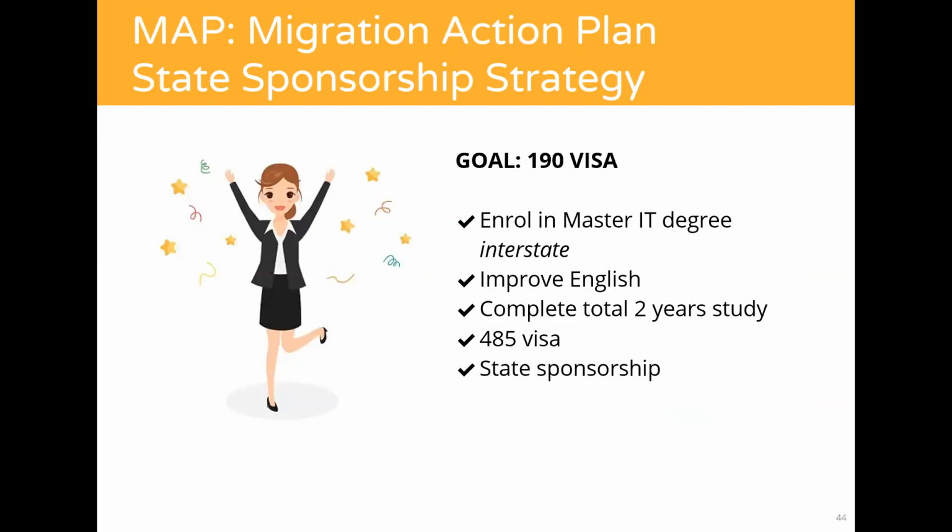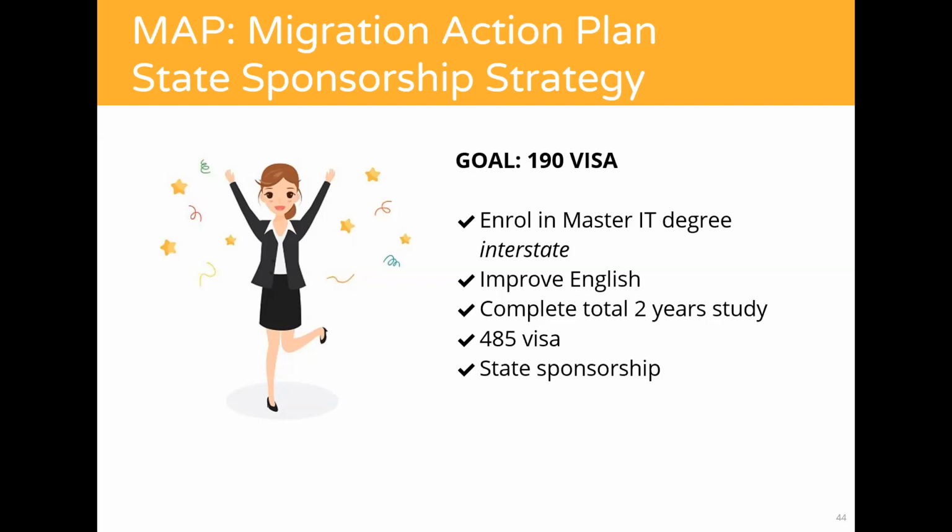Now, her alternative strategy is the state sponsorship strategy. She still wants to study IT, but she's willing to go interstate or into a regional area to undertake that study. If she studies in merely a regional area, she will get the additional 5 points for the regional study, but she's going to choose a state that will promise to sponsor her if she finishes 2 years study. So at this stage, she's decided to go to Tasmania to do that study.